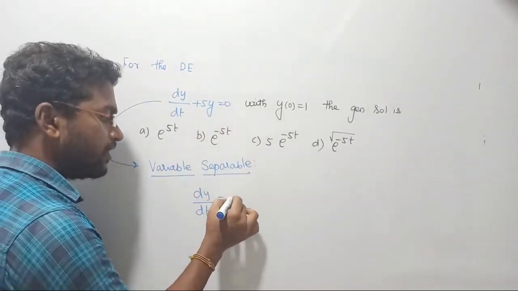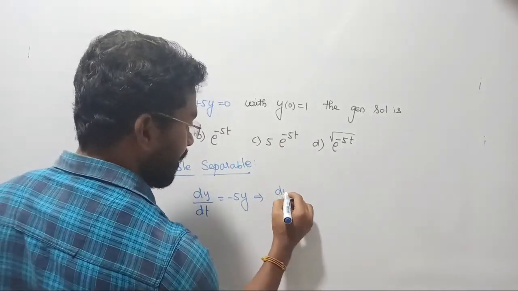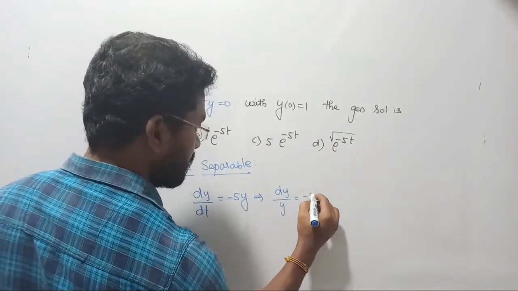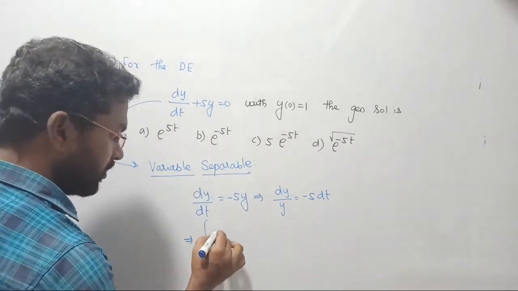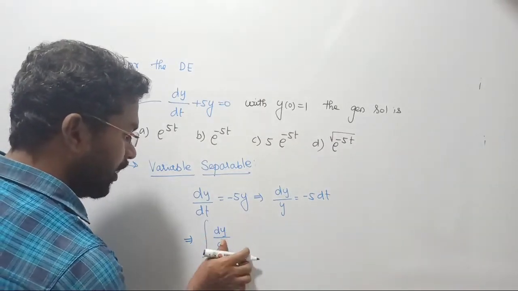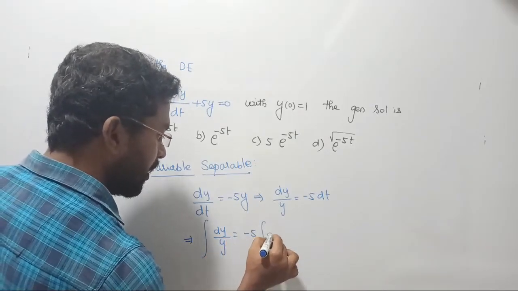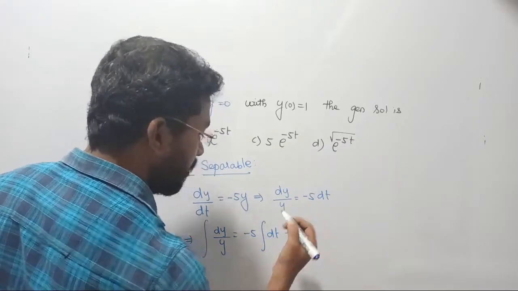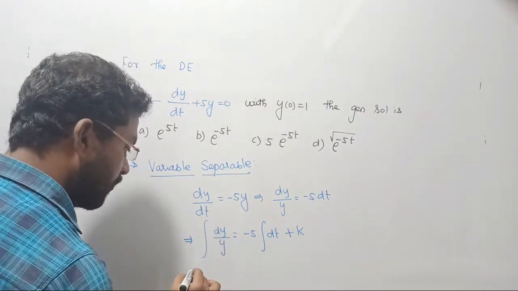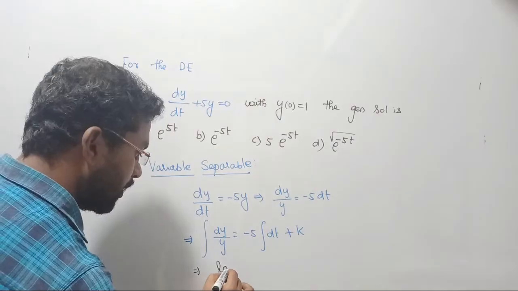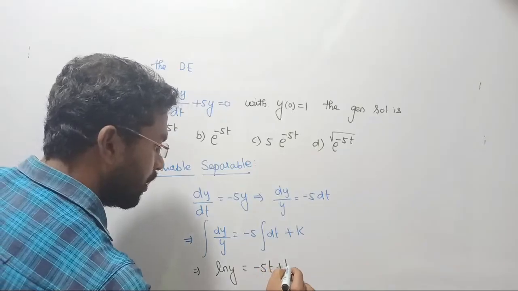Now if you pass this 5y to the right side, it will become minus 5 times of y. Now this equation in the next step we can write like this, dy upon y equal to minus 5 into dt. Then take the integration on both sides, so it becomes indefinite integral of dy upon y. Similarly in the RHS, minus 5 is a constant, you can take it out, and while taking integral we should consider a constant. It might be c or k, whichever you want. Integral of dy upon y will become ln y equal to minus 5 times integral of dt, which is t plus arbitrary constant k.